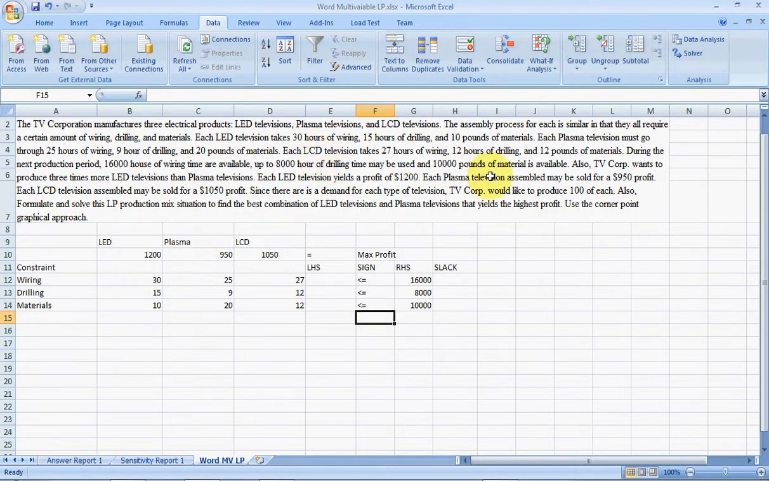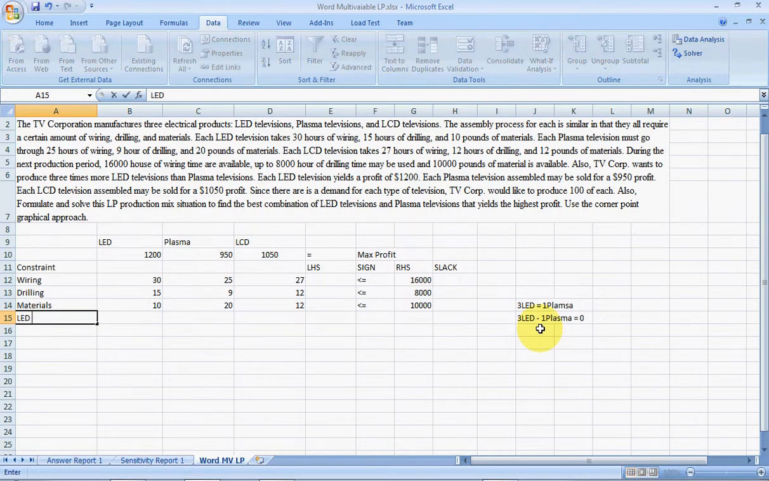Okay, so next we see that TV Corp wants to produce 3 times more LED TVs than plasma. If we go here, we can write that out. So 3 LED equal to 1 plasma is how it would be written. Now we want to put both of those variables on one side of the equal sign, so I'm just going to subtract plasma from both sides. So we get 3 LED minus 1 plasma equals 0.